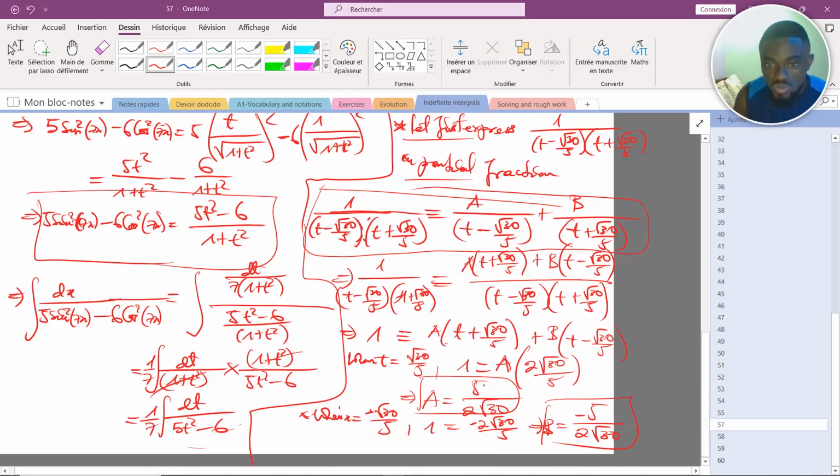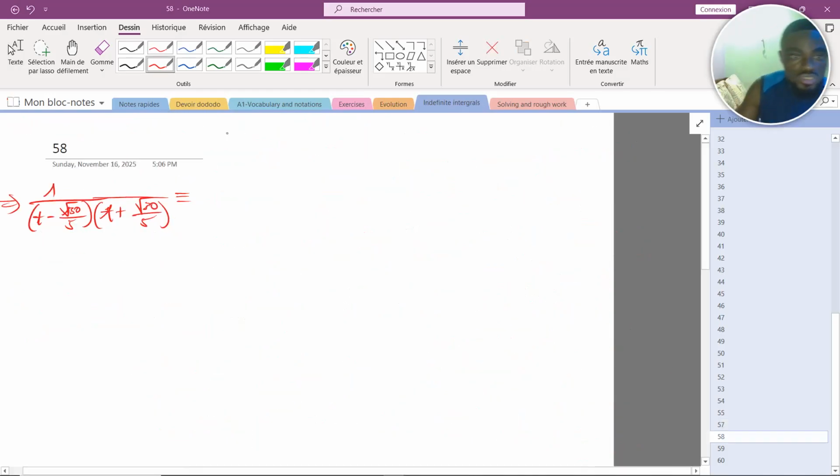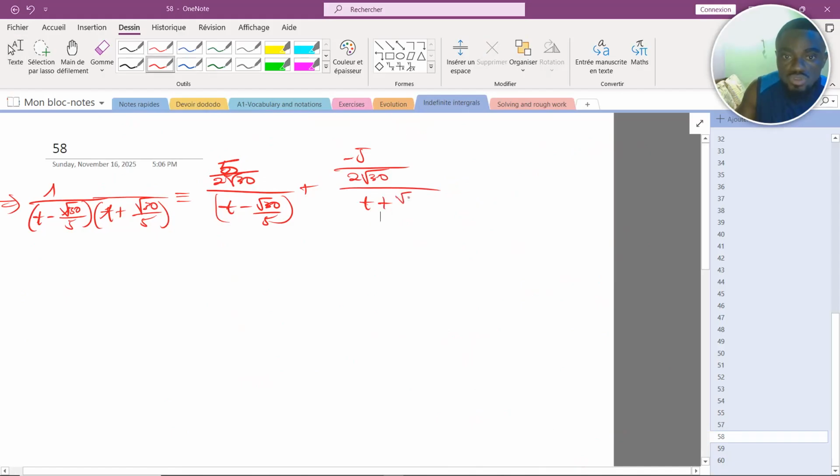So I'll substitute this 5 root 30 here, and this minus 5 root 30 here. So this is, it's starting with t minus, okay. So this will be, our a was 5 on 2 root 30 all over t minus root 30 on 5, plus our b was minus 5 on 2 root 30 all over t plus root 30 on 5. Perfect.